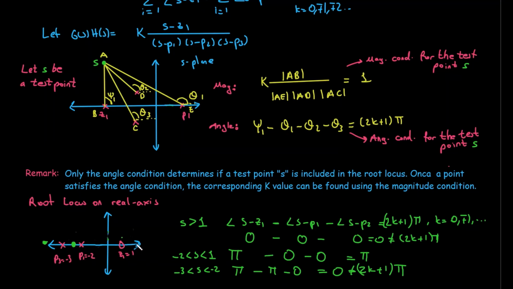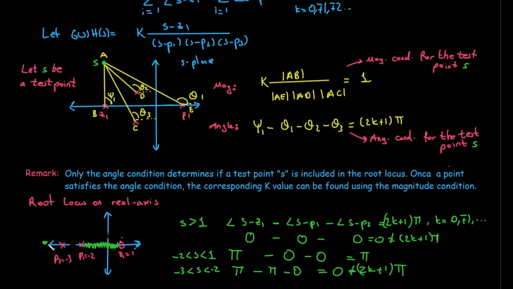And this is because a point in the real axis is included in the root locus if the number of open loop poles and zeros to the right of it is an odd number, okay? So if I would like to plot that, we tried test points here. These test points didn't work out. They weren't included in the root locus. We tried test points between -2 and 1. They were included. So this part of the real axis is included in our root locus, okay?